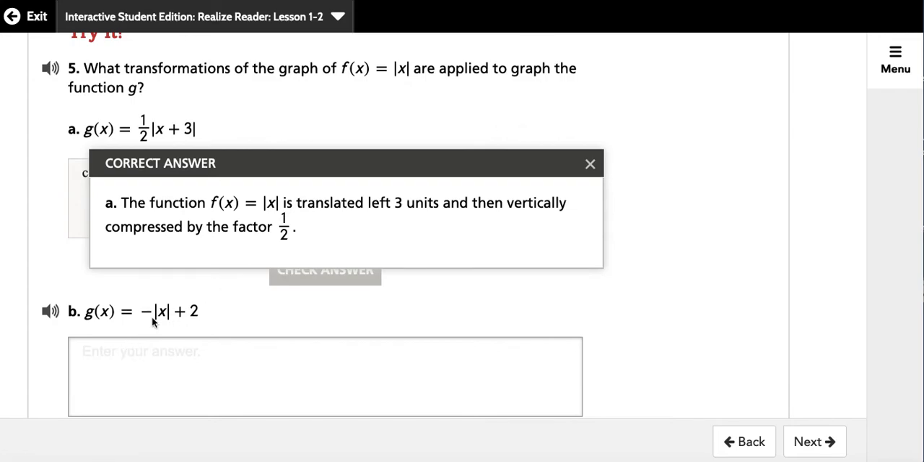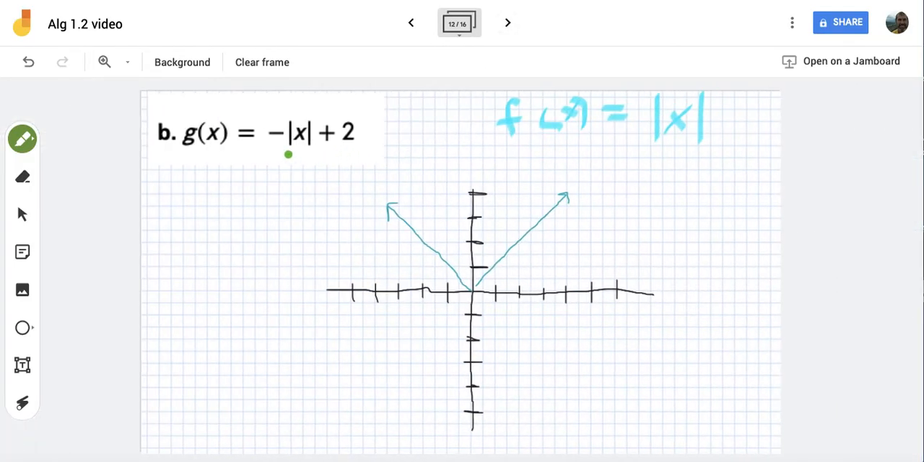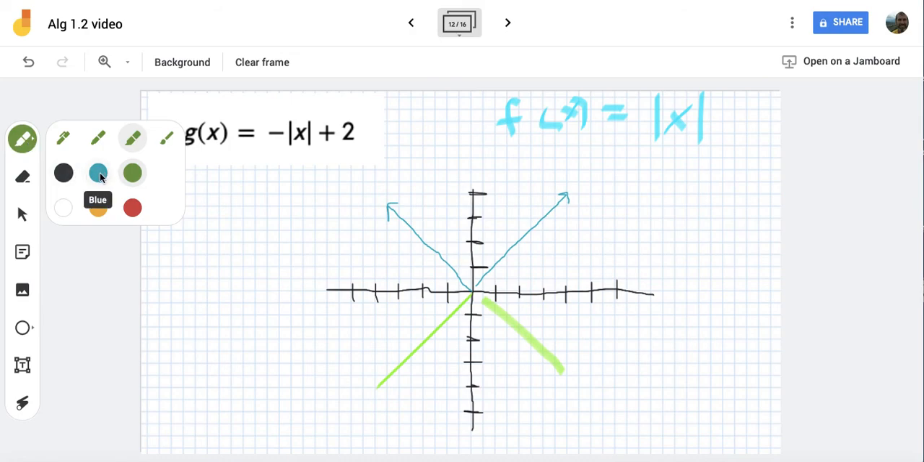I have a negative as a multiplier, and I have a plus 2. What's the order that we need to do? You need to deal with the negative first. So negative makes it a reflection about the x-axis. So it comes down here. And then the plus 2 is a vertical shift up 2 units. So then it ends up here.